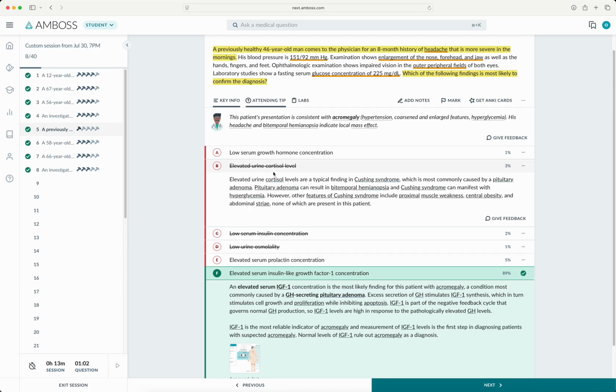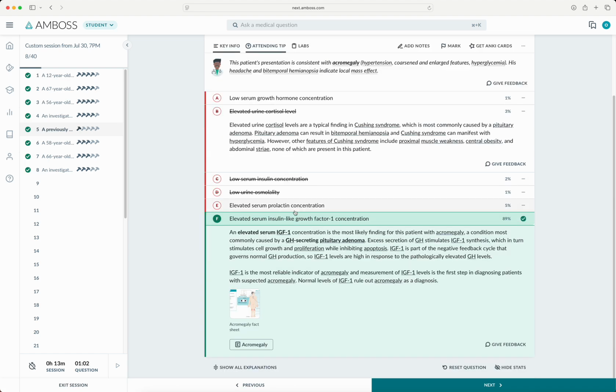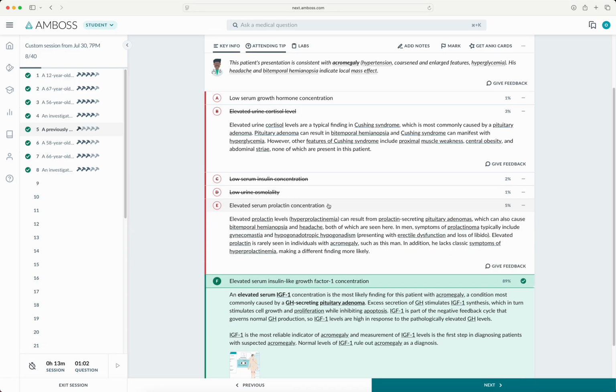So elevated urine cortisol occurs in Cushing syndrome, which can cause bitemporal hemianopsia, but it also has central obesity and abdominal striae. Boom. Now tell me about this one. Elevated serum prolactin can be caused by a prolactinoma, but also causes gynecomastia and hypogonadotropic hypogonadism, but it can also cause bitemporal hemianopsia and headache, and erectile dysfunction. Boom.